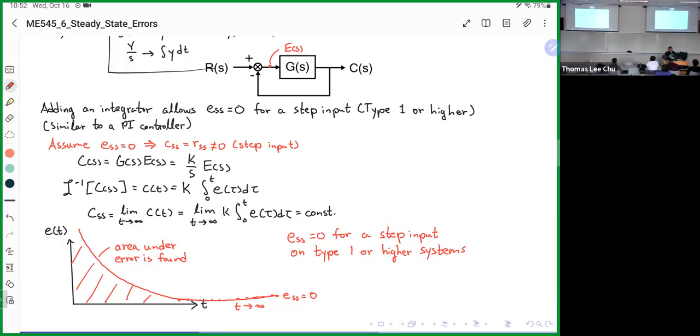So this kind of follows with type 2 systems. If I have a type 1 system, error is 0 for a step input. Then for a ramp input, it's going to be constant. And then for a parabolic input, it's going to be infinite. Now, if I have a type 2 system, it's going to be 0 steady state error for a step and a ramp input and constant for a parabolic input. So it just scales linearly like that.